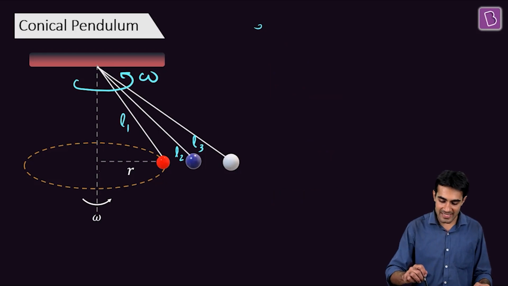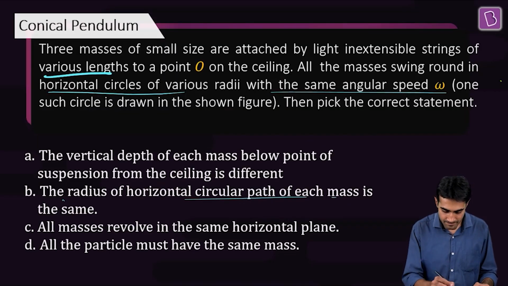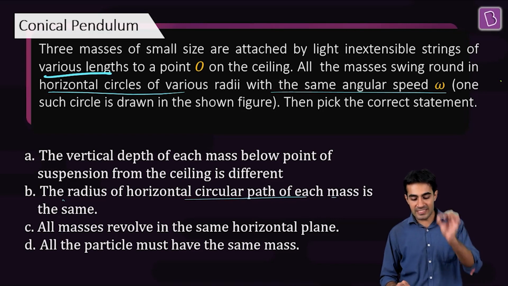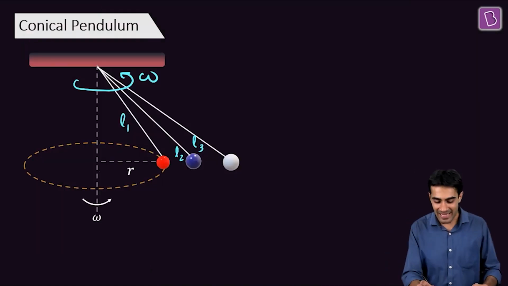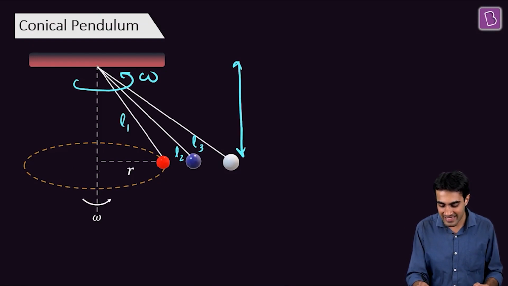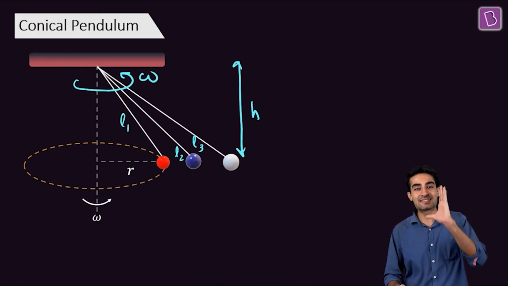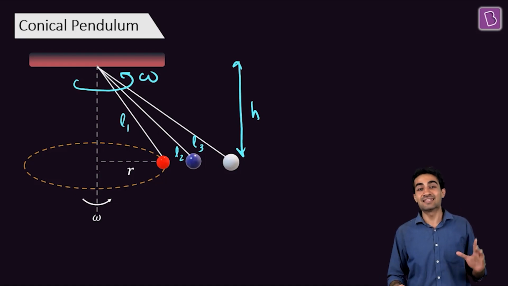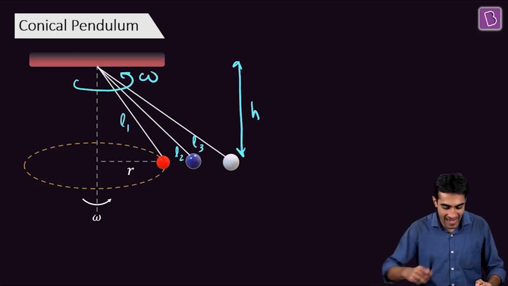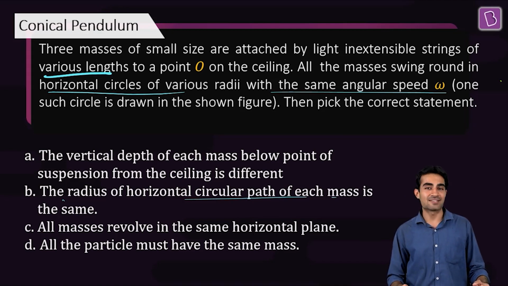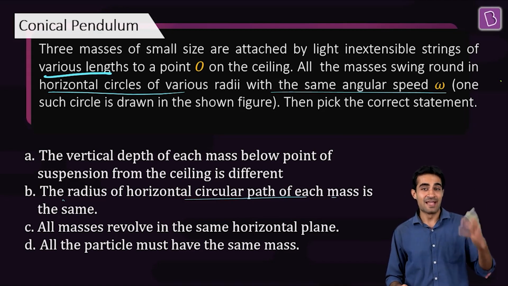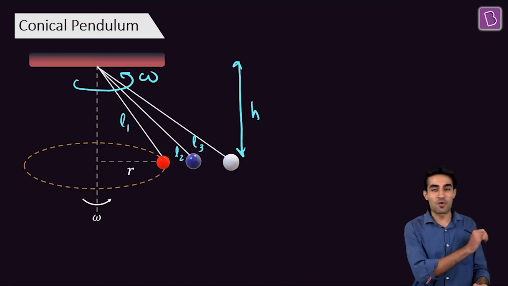And option C says that all the masses revolve in same horizontal plane. This means all the masses are having the same depth from the ceiling. So this H is same for all the masses. This is what option C says. And option D says all the particles must have same mass. Well, option D is bizarre, but anyway, let us look at this question.